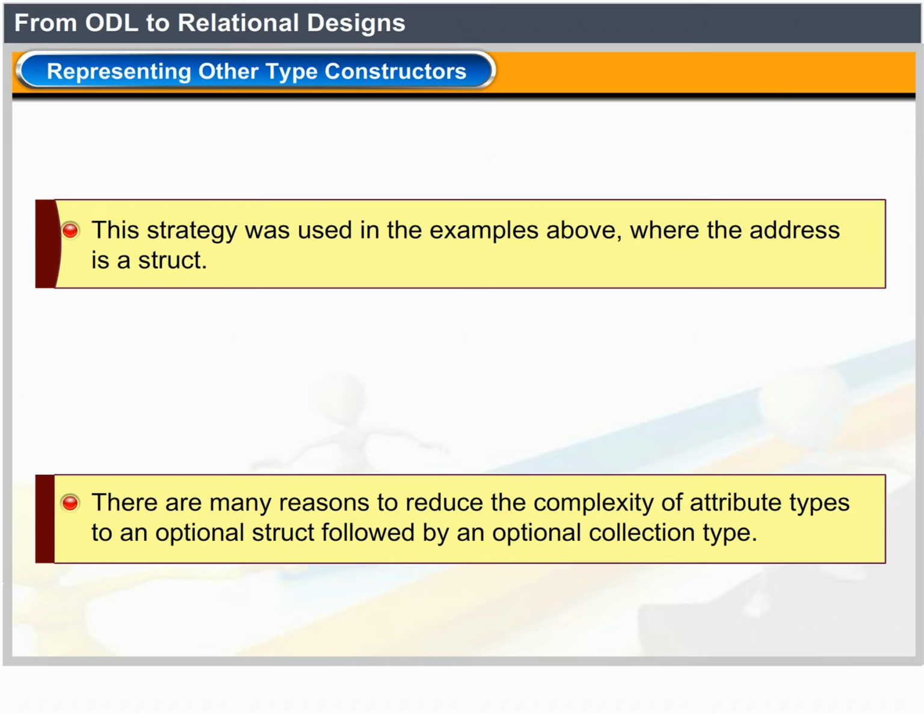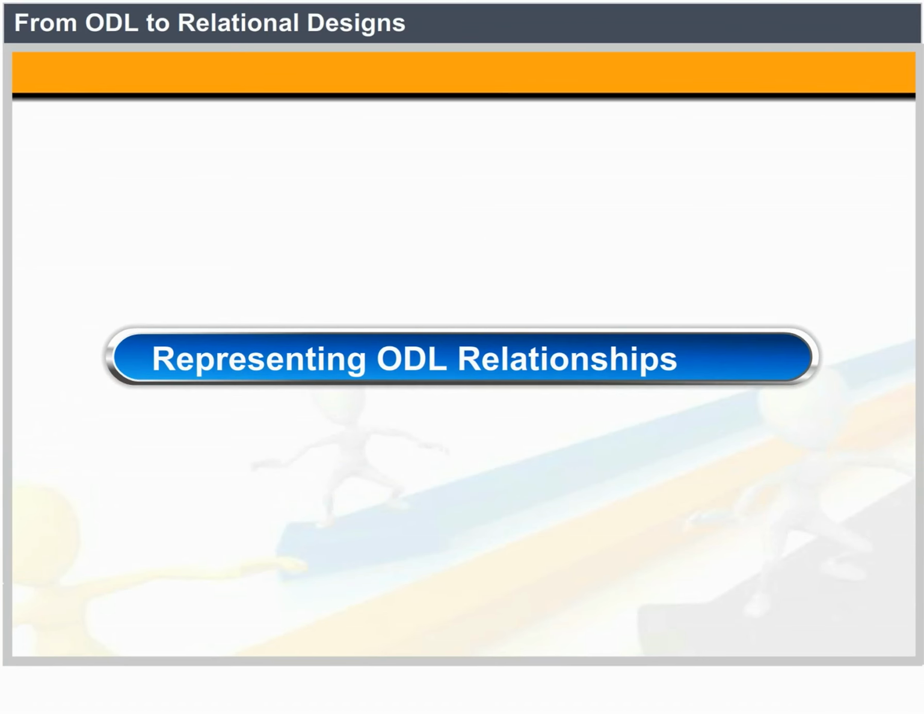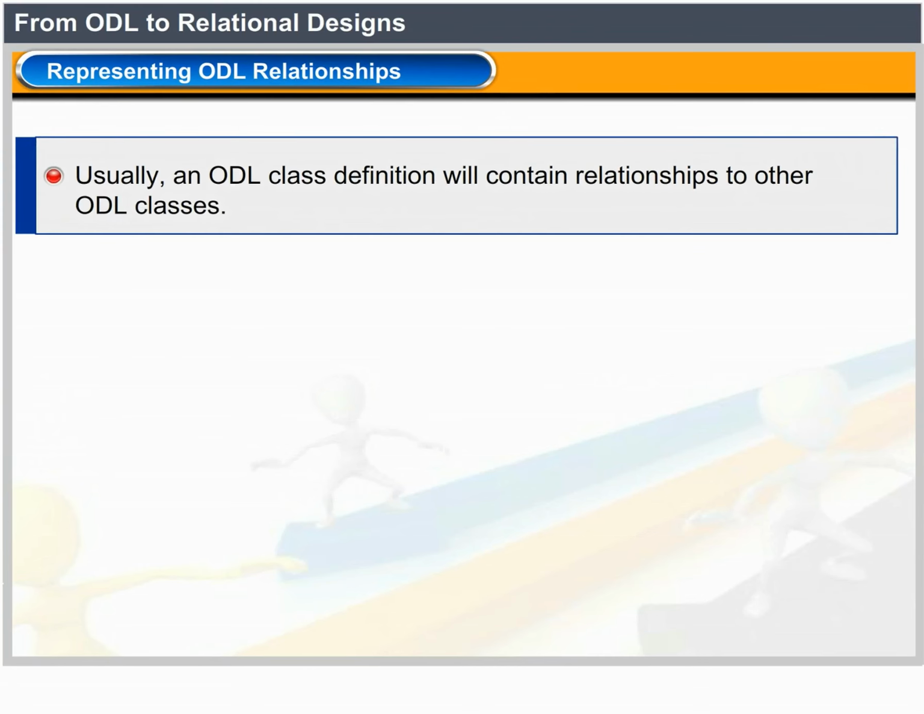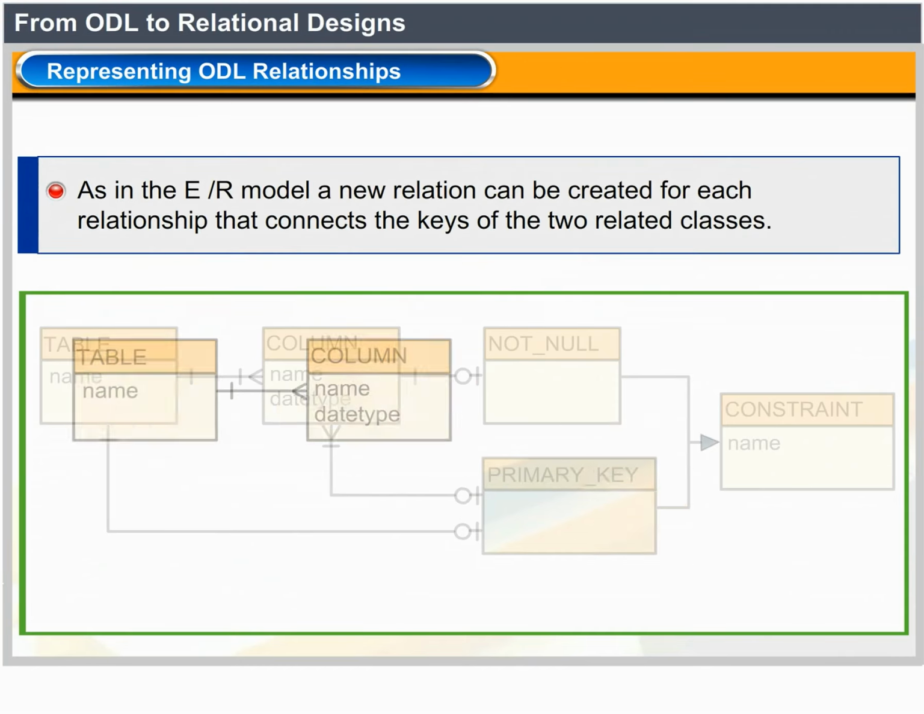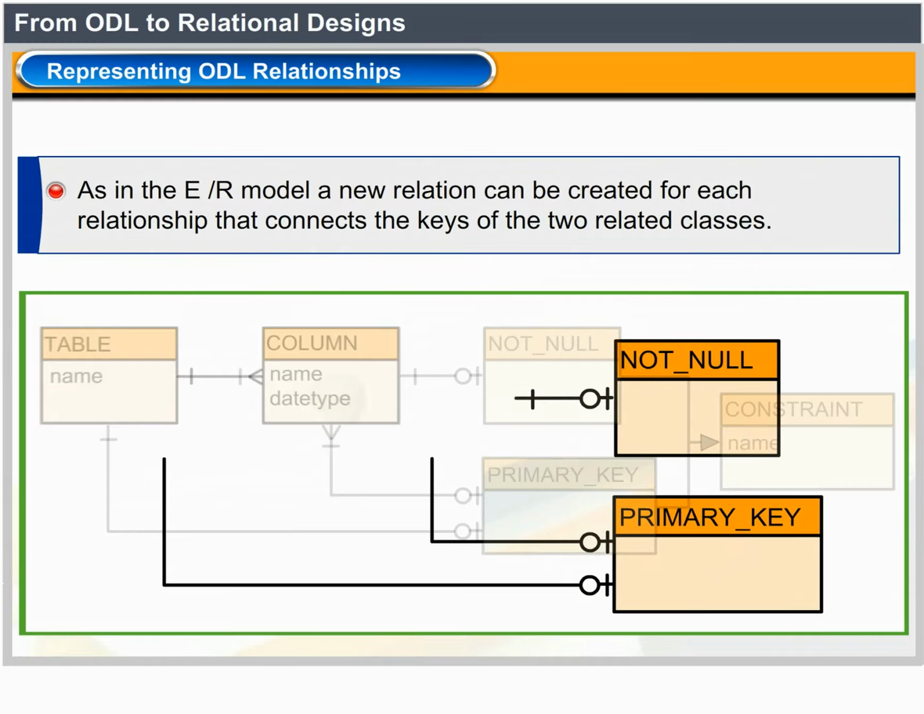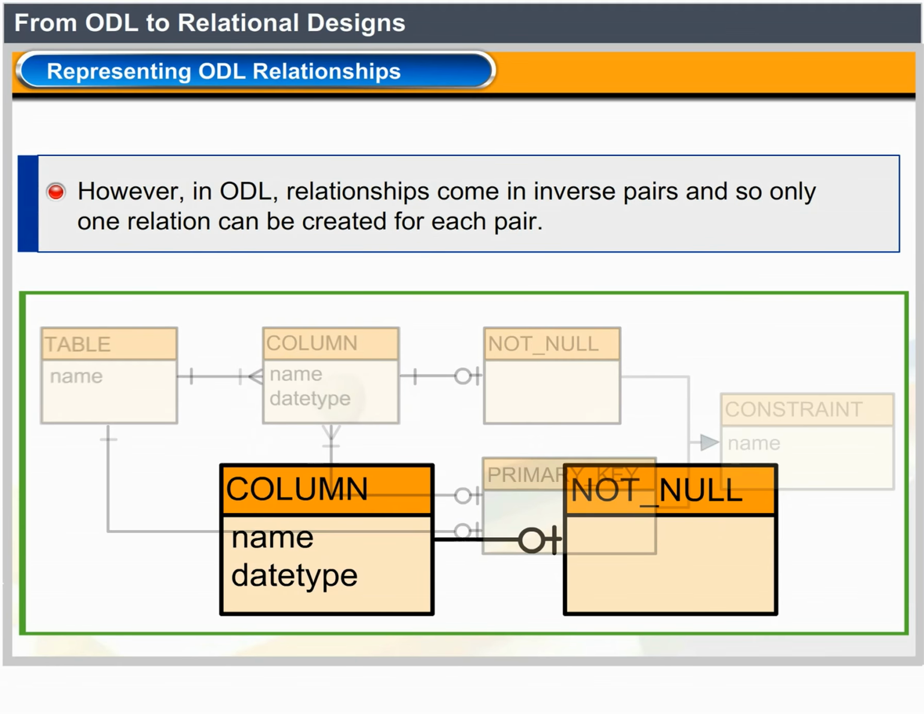Representing ODL relationships. Usually, an ODL class definition will contain relationships to other ODL classes. As in the E/R model, we can create for each relationship a new relation that connects the keys of the two related classes. However, in ODL, relationships come in inverse pairs, and we must create only one relation for each pair.